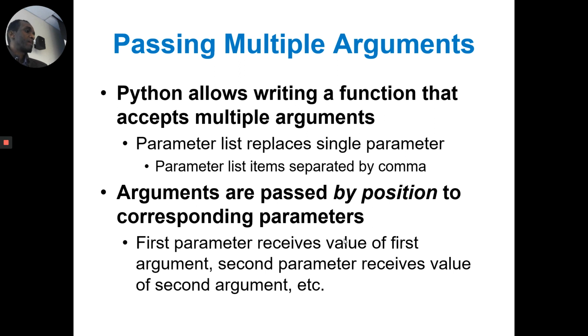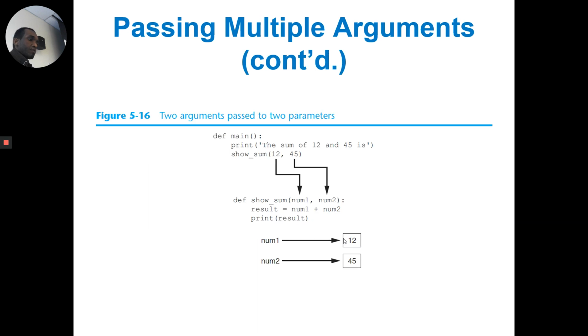So Python allows writing a function that accepts multiple arguments. Parameter lists place a single parameter, with items separated by a comma, so arguments are passed by position to corresponding parameters. The first parameter receives the value of the first argument, the second parameter receives the value of the second argument, and so forth.